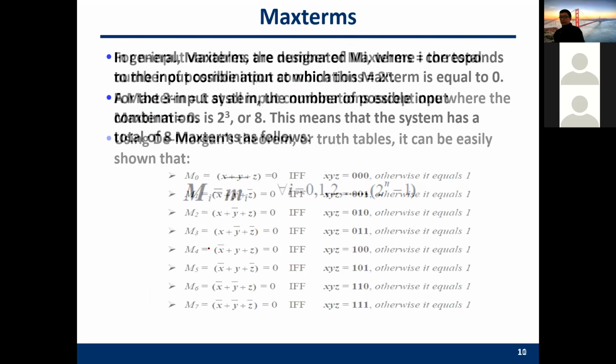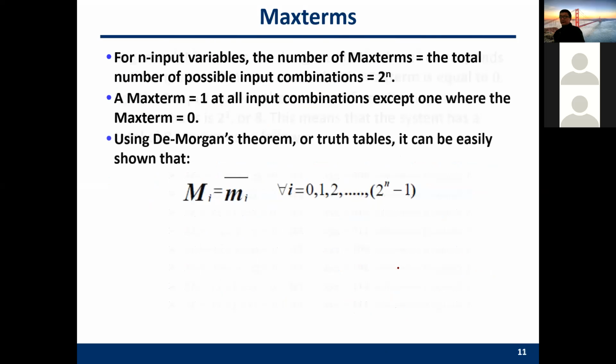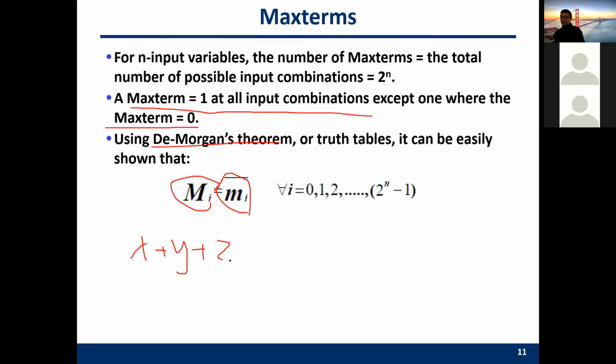So I talk about the capitalized M0 and the min term m0 here. And I said that they are equivalent. So here I provided the theoretical proof why they are equivalent based on the De Morgan law. You can actually convert this one to this one. For example, X or Y or Z. This is the capitalized M0.